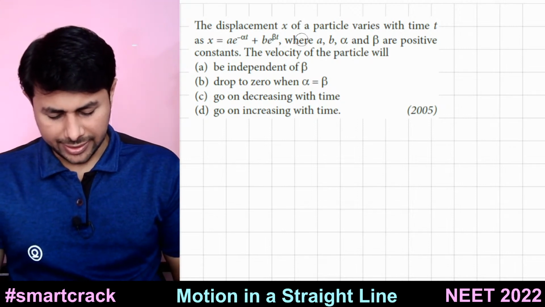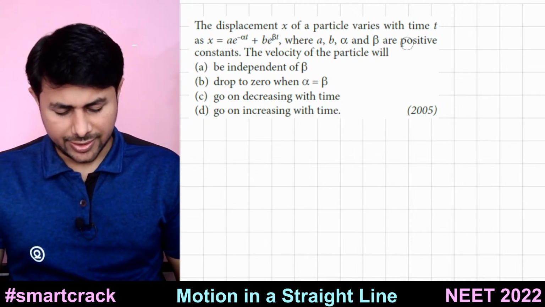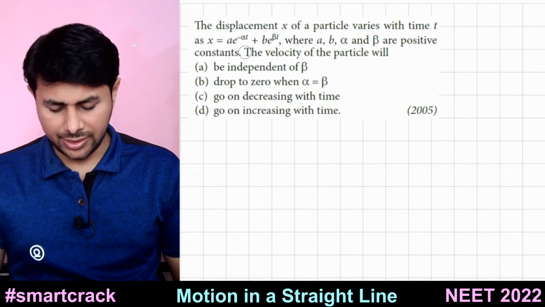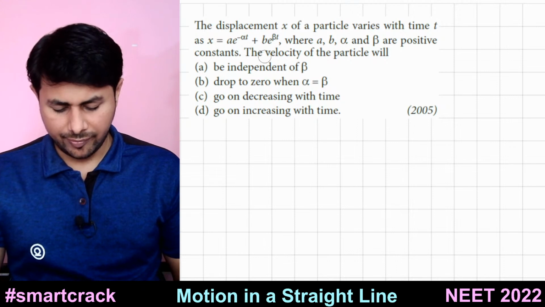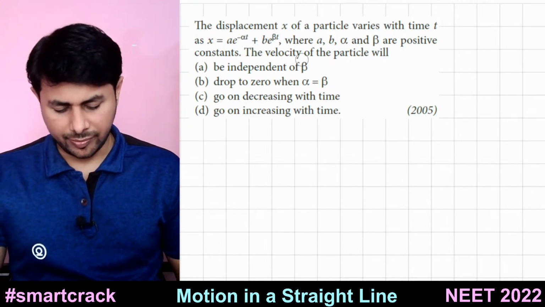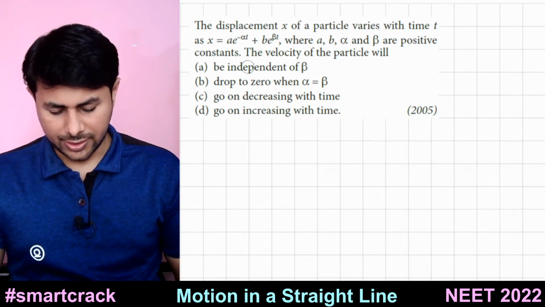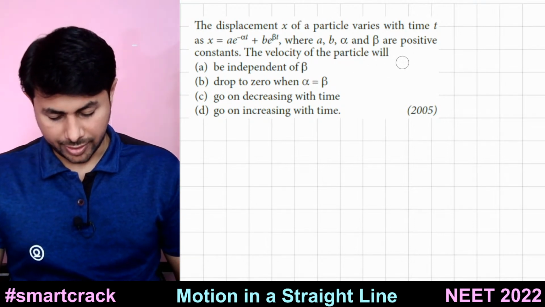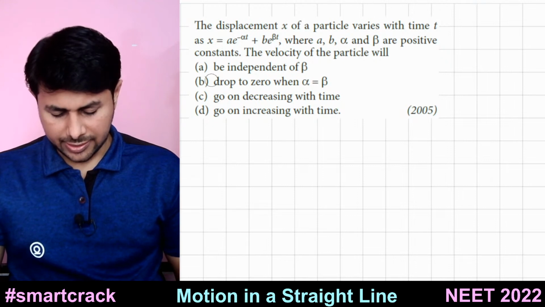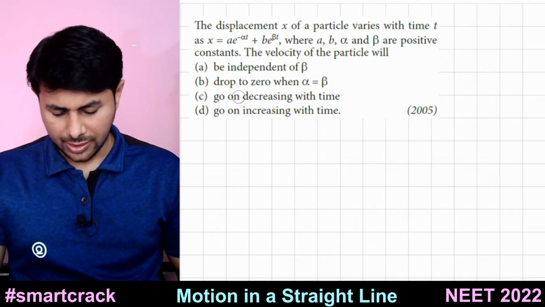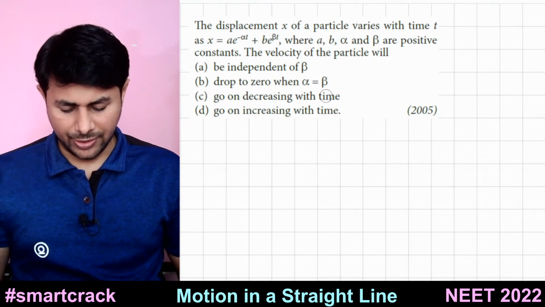The displacement x of a particle varies with time t as x equals a into e raised to minus alpha t plus b into e raised to beta t, where a, b, alpha and beta are positive constants. The velocity of the particle will. Option A is independent of beta. Option B, drop to 0 when alpha equals beta.